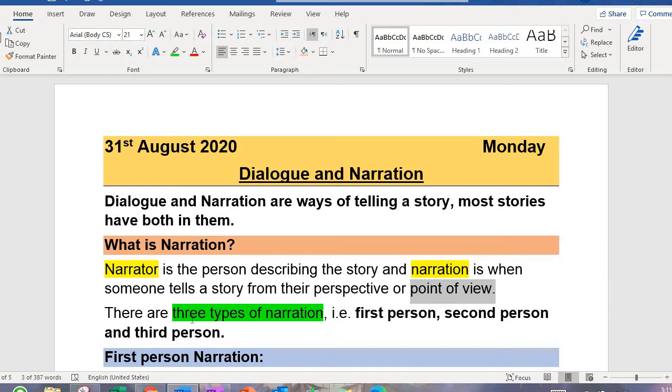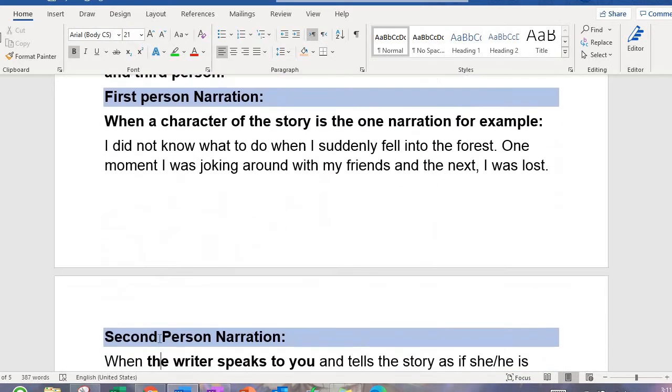Now there are three types of narration: first person, second person, and third person. So there are three types of ways that the writer chooses to tell the story. It could be first person, it could be second person, or it could be third person. Let's first talk about first person.